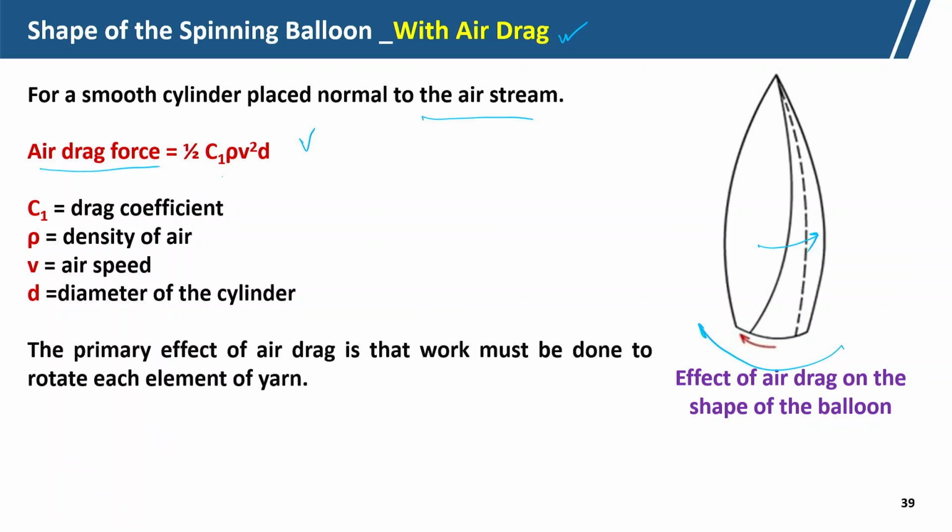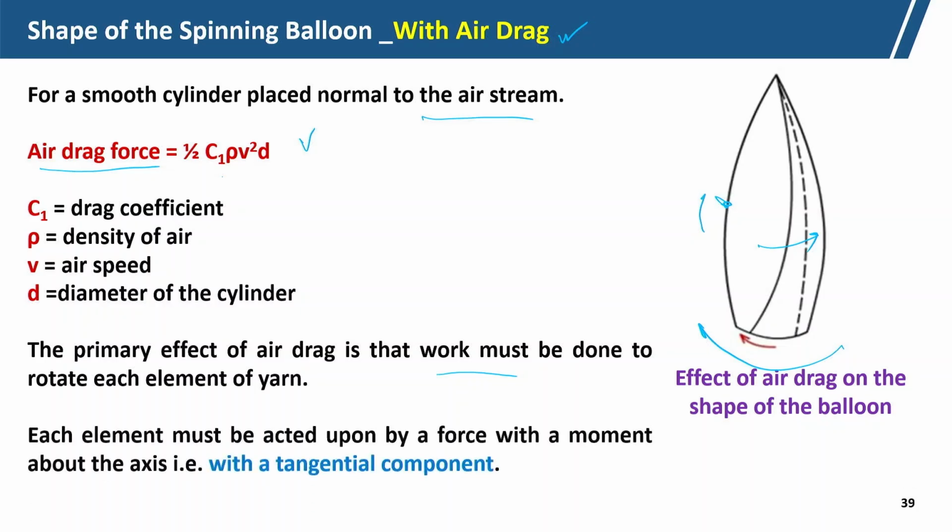The primary effect of air drag is that work must be done to rotate each element of the yarn. So, it is rotating, so that will be the air drag. Each element has to move against the air drag, so we have to do work. Each element must be acted upon by a force with a moment about the axis, so with the tangential component. So, about the axis, the work done we have to calculate.